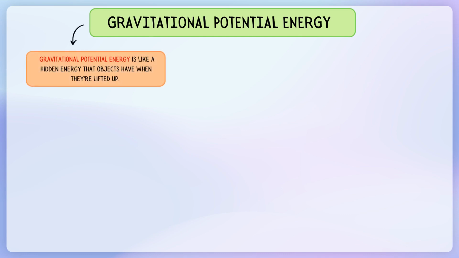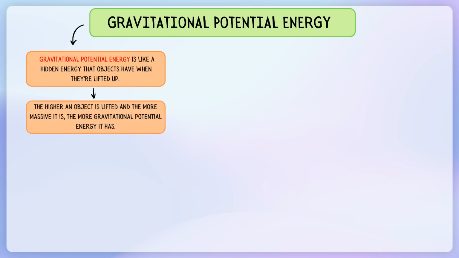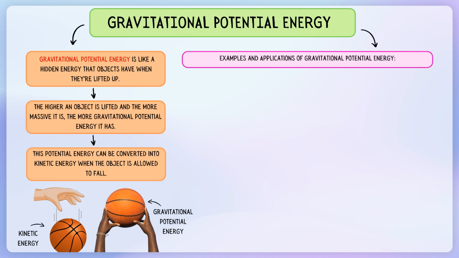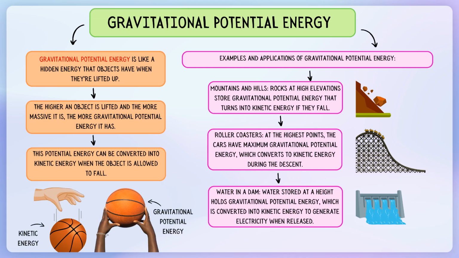In today's lesson, we explored the concept of gravitational potential energy, learning how it is stored in objects when they are lifted above the ground. We discussed how this energy is poised and ready to be converted into kinetic energy when the object is released. By examining real-world examples like rocks on mountains, roller coasters, and water in dams, we saw how gravitational potential energy plays a crucial role in various natural and engineered processes. Remember, the higher an object is lifted, and the larger it is, the more gravitational potential energy it will have. This foundational knowledge will be important as we delve deeper into energy concepts in future lessons.